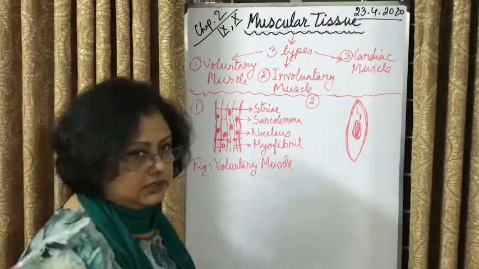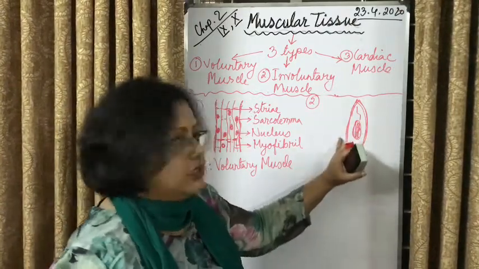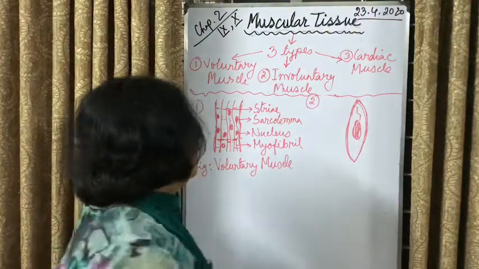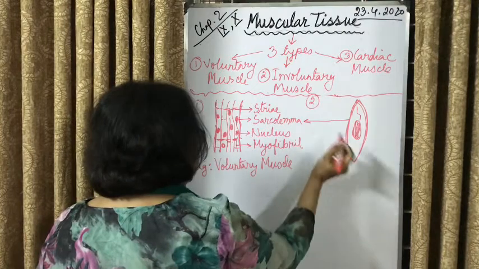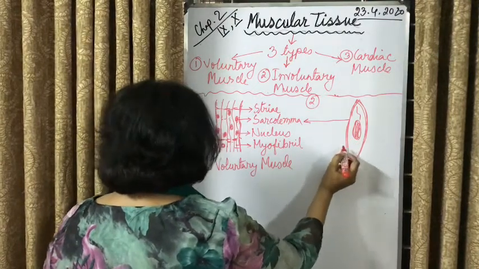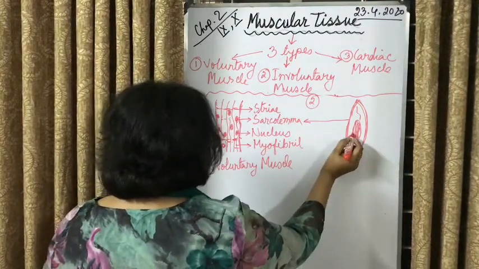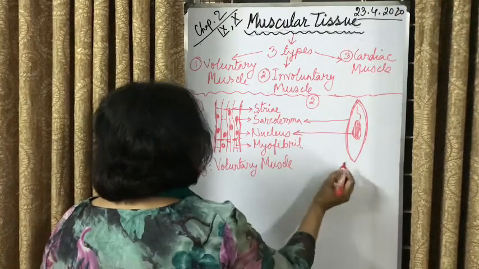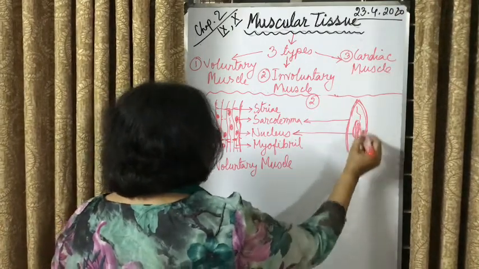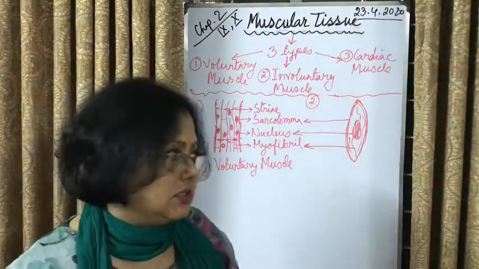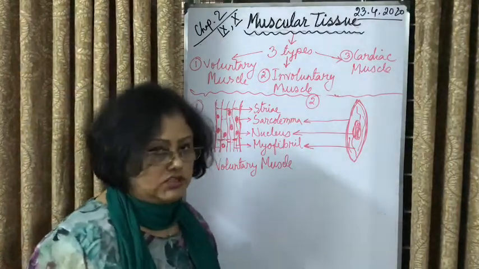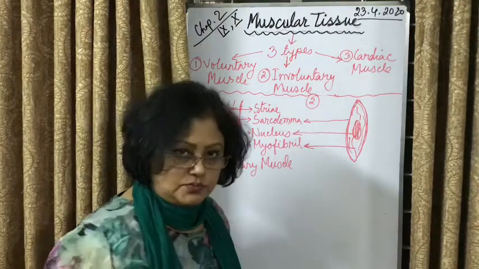And it's a spindle shape, and it also has an extensible membrane. So if we compare with this, it will be here. And this is the nucleus and myofibril. It has no band. That means no striation, no branch, no striation. That's why they are called smooth muscle.